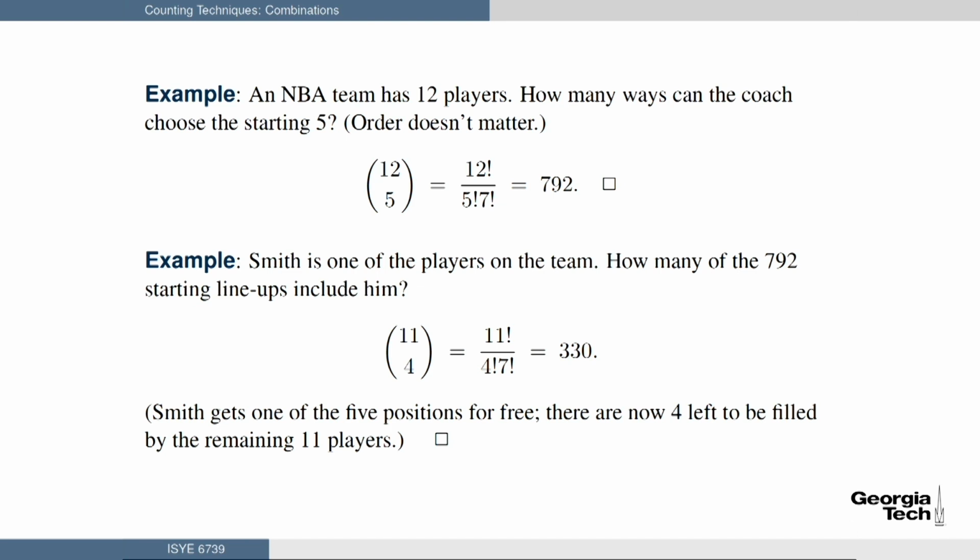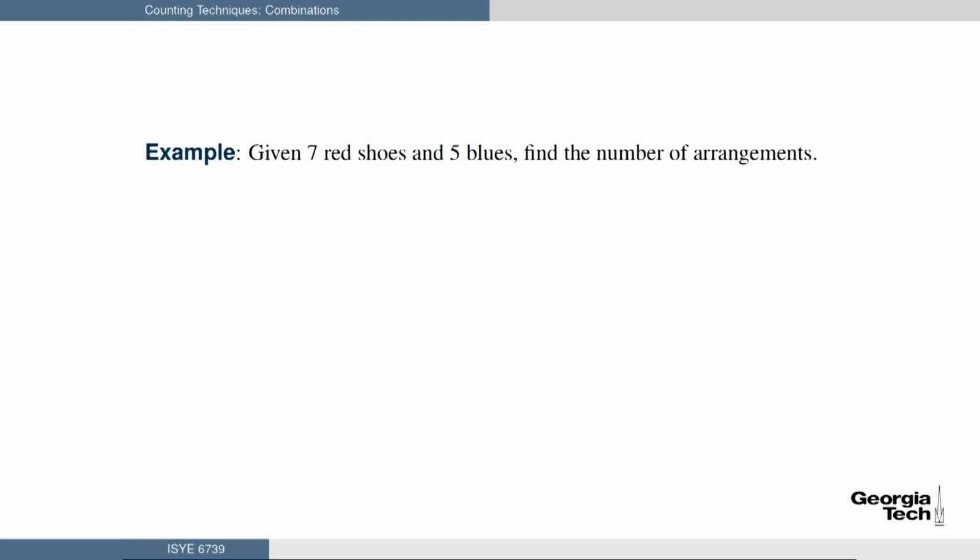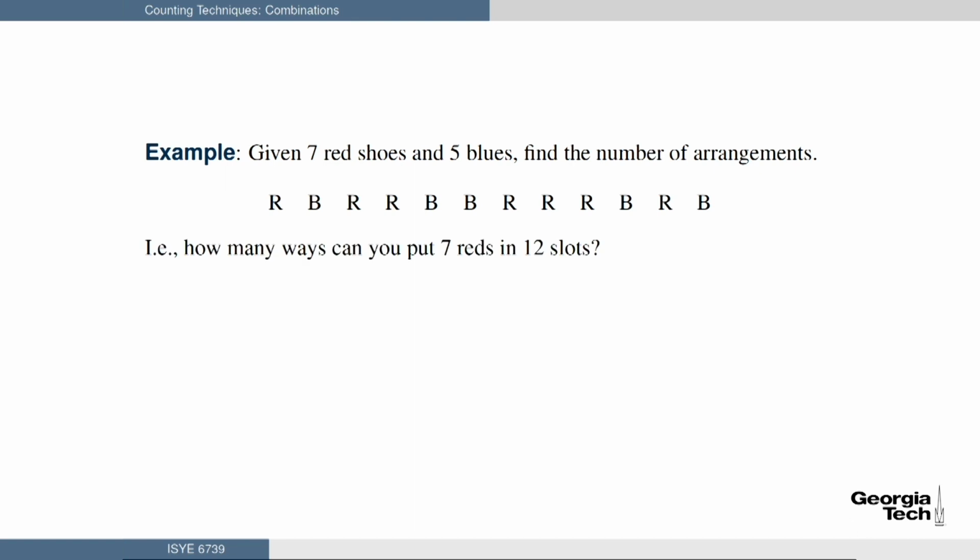So that's so nice. Let's suppose we have 7 red shoes and 5 blue. I don't make these things up. Let's find the number of linear arrangements of these shoes. So here's one of them: red, blue, red, blue, blue, etc. So there are 12 reds and blues in that order with 7 reds and 5 blues. How many ways can we scramble these guys? In other words, how many ways can I put 7 reds into the 12 slots? That's what it amounts to.